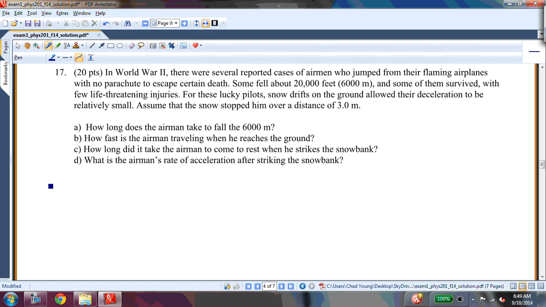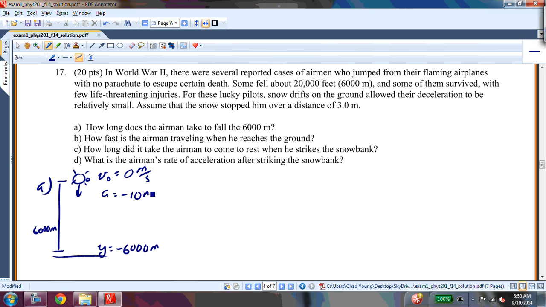So first, how long did the airmen take to fall 6,000 meters? Well, first, I've got this airman. Oh, he's falling from 6,000 meters. This distance, 6,000. So my y final is equal to negative 6,000. My v naught here is 0, and acceleration is negative 10.